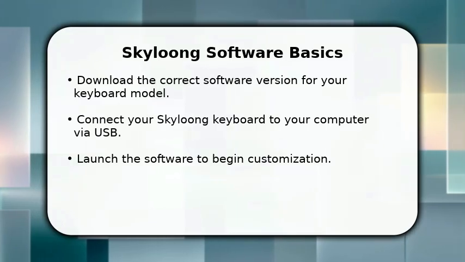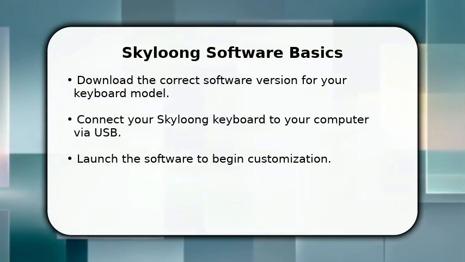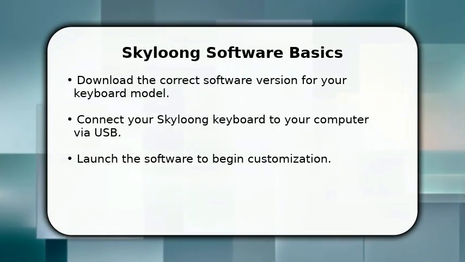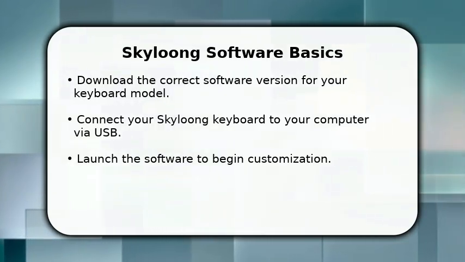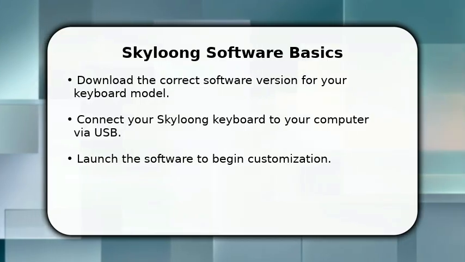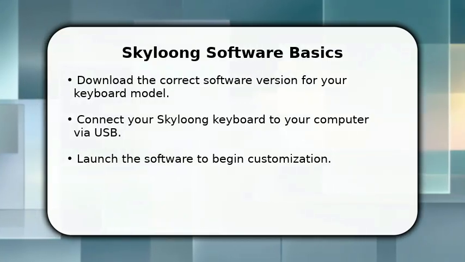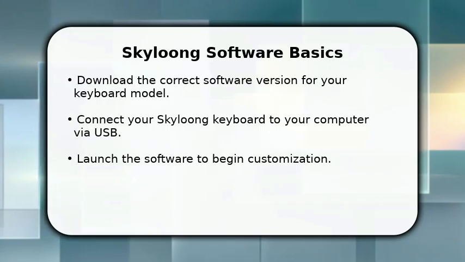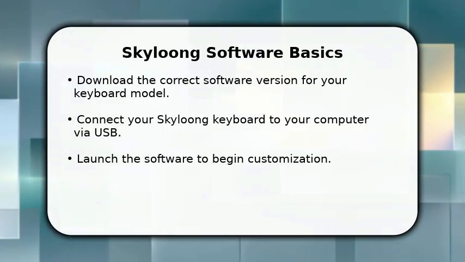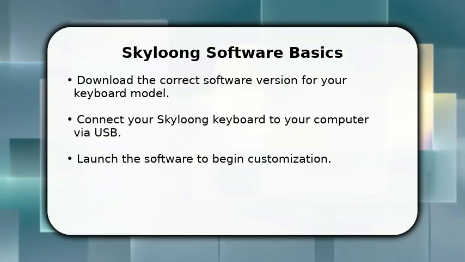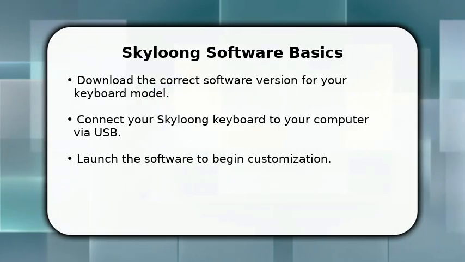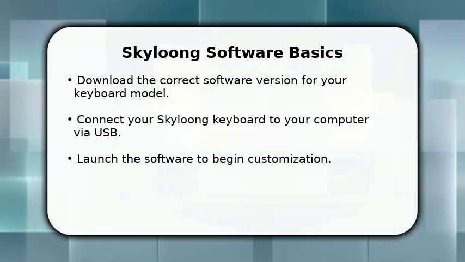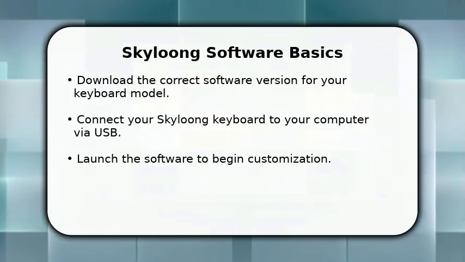Enjoy the video. In this video, I will explain how to use Skyloong software. First, ensure you download the correct software version for your specific Skyloong keyboard model from the official website. Once downloaded, connect your keyboard to your computer using a USB cable. Then, simply launch the software application. This initial setup is crucial for accessing all the powerful customization features available for your device.